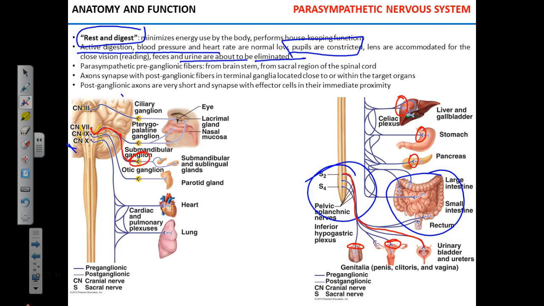Considering that ganglia are either very close to the target organ or in the wall of the target organ, what can you say about relative length of preganglionic fibers and postganglionic? Which ones are longer? Preganglionic are long, postganglionic are short. Does it make sense? Good. So, any questions on that part of anatomy? So know where they start, brainstem, sacral region. Preganglionic fibers are long, postganglionic are short. And understand the activity. I will ask you about this. Like, which of the following activities is associated with parasympathetic activation?